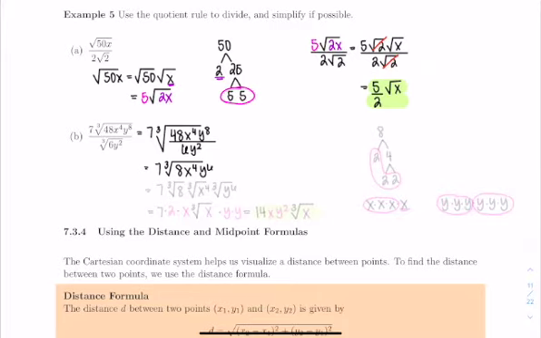So let's go ahead and just split our cube root. So we have the cube root of 8. We have the cube root of x to the 4th. And then we have the cube root of y to the 6th.